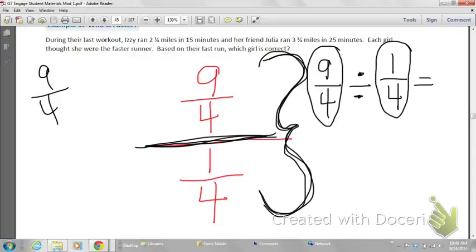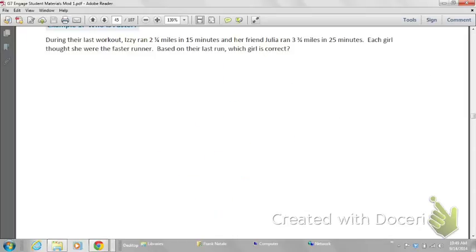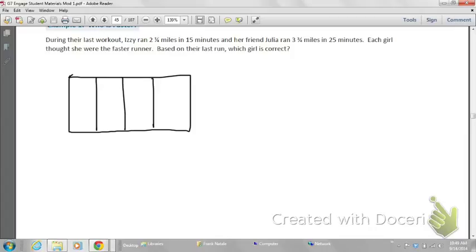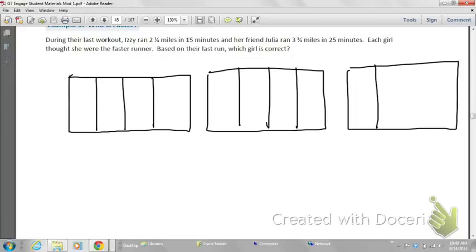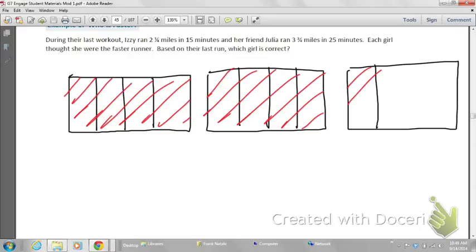How many of those are there? How many 1/4 fit into 9/4? Hopefully you can see that right away, and I know some of you can, but if we look at a picture, I could draw 9/4. I'm going to make some rectangles: 1, 2, that's 4/4, another 1, 2, that's 8/4, and then I'll make another big piece, but here's our last fourth, there's our 9/4. We're assuming these are all wholes.